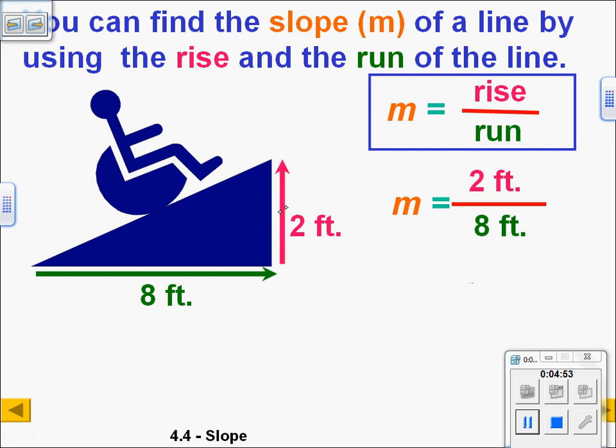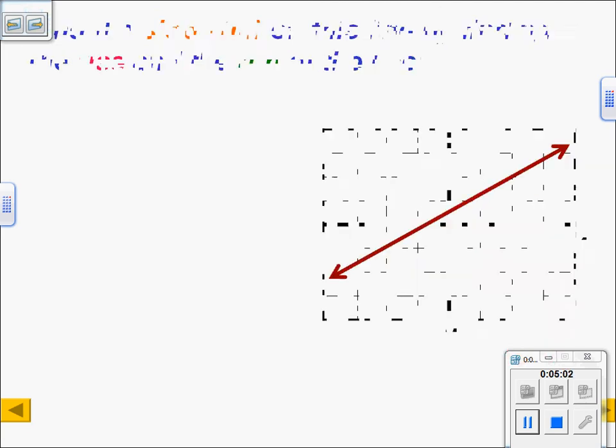2 feet over 8 feet, well, that simplifies to 1 over 4. So the slope of this line is 1 over 4, or excuse me, the slope of this wheelchair ramp is 1 over 4.